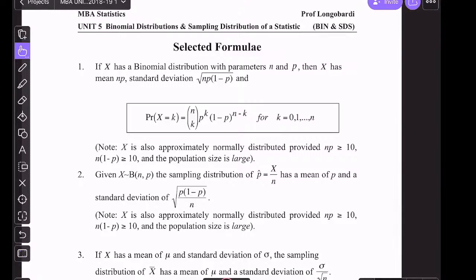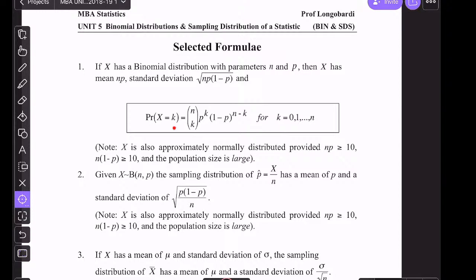So if x has a binomial distribution with parameters n and p, then x, we'll get into this in a moment, has a mean np and a standard deviation that looks like that. I'll explain that, and I'll also explain this formula. Notice x is the variable, n and p are the parameters.